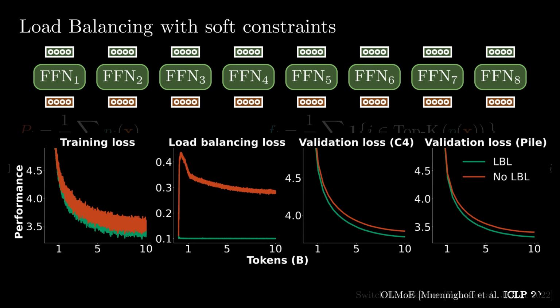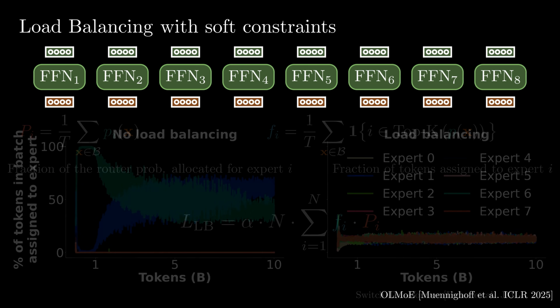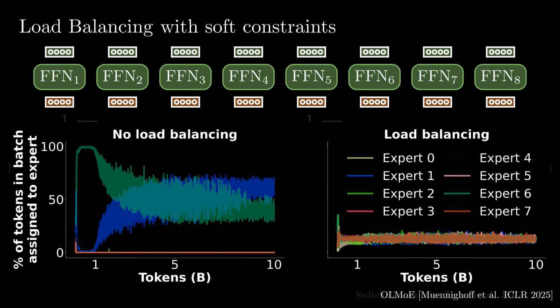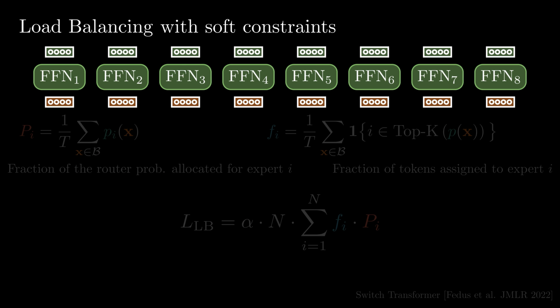From the experimental results, we see a clear advantage of using load balancing loss. It produces lower training and validation loss. On the left-hand side, we observe that without load balancing, 2 out of 8 experts receive all the training tokens. This means that the remaining 6 experts are poorly trained. With load balancing loss, the tokens are distributed much more evenly across all experts.